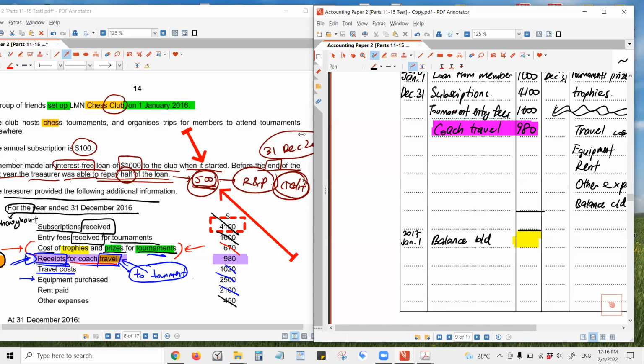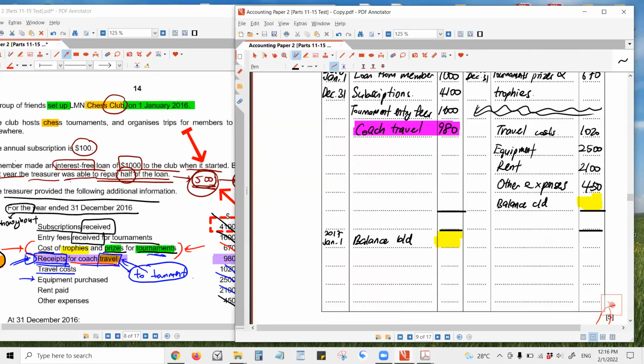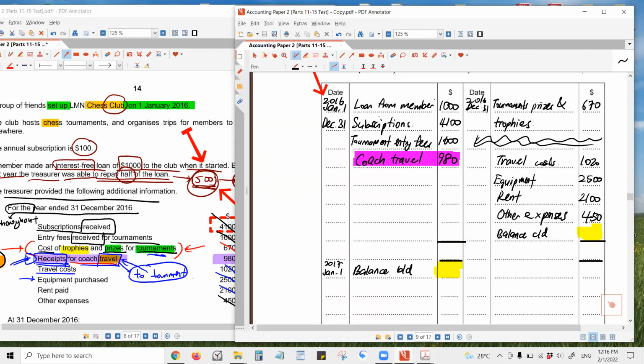So let's do it. Remember just now I moved the coach travel to the debit side. I think I can use that area for the repayment. So you write loan from members, 500. Then you balance it again. You should get 440.